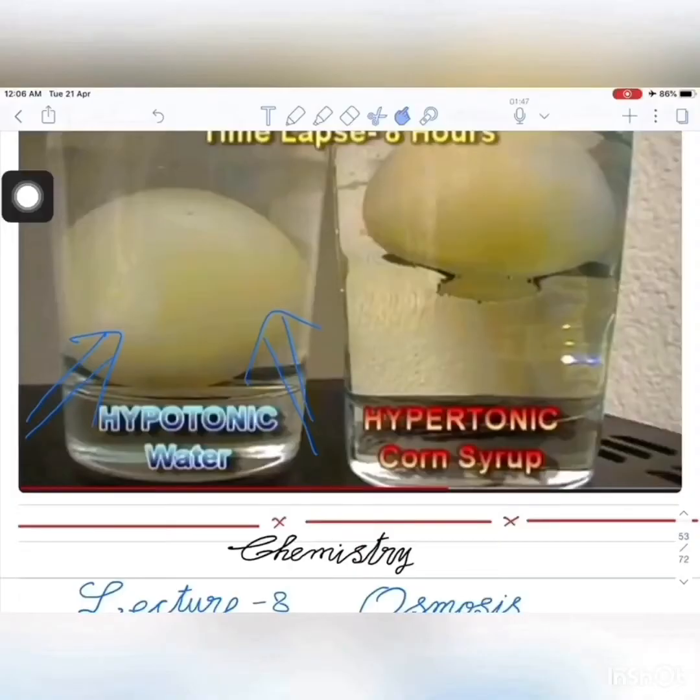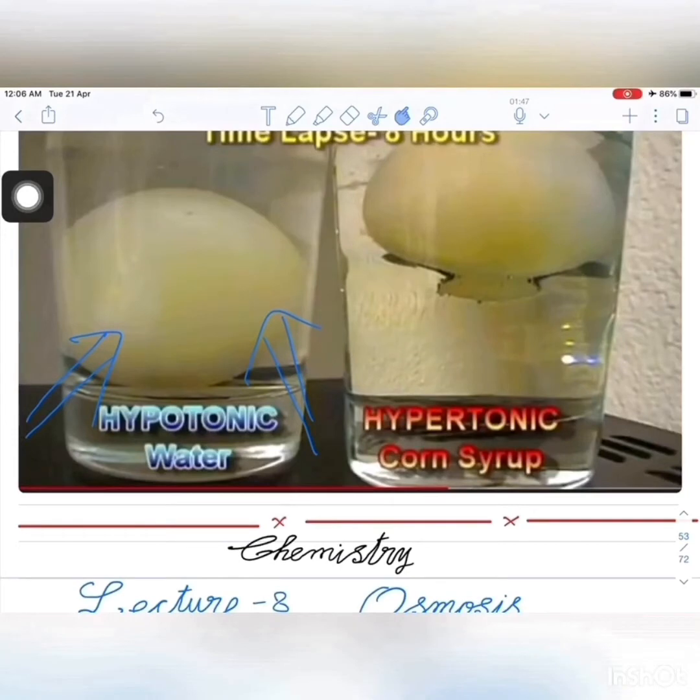Because transportation of water throughout our body cells takes place by osmosis. In plants, water from root to leaves goes by osmosis. Such an important topic is this osmosis. So now we will continue discussion on this topic, osmosis.